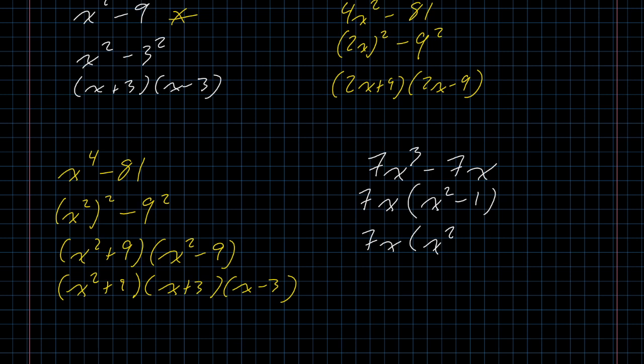Clearly, x squared is x squared. And you don't often think about it, but 1 is 1 squared. So that factors out and becomes 7x times x plus 1 times x minus 1.